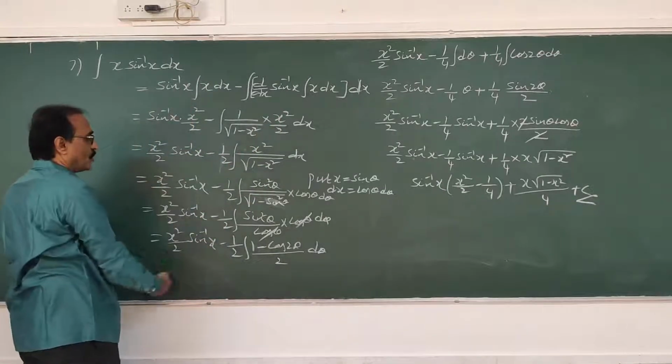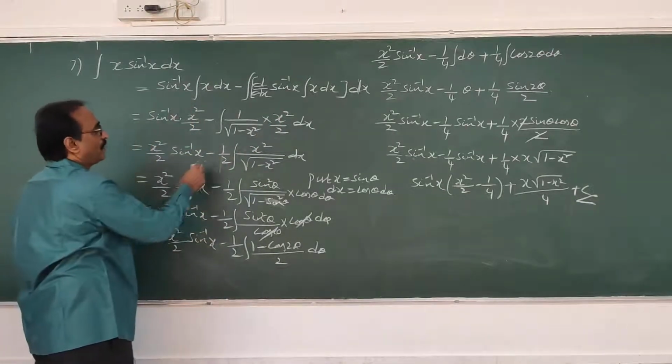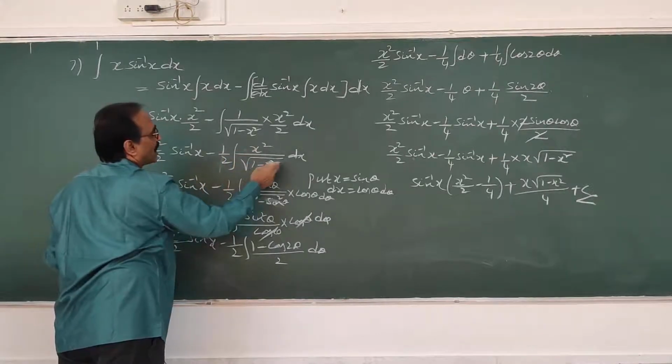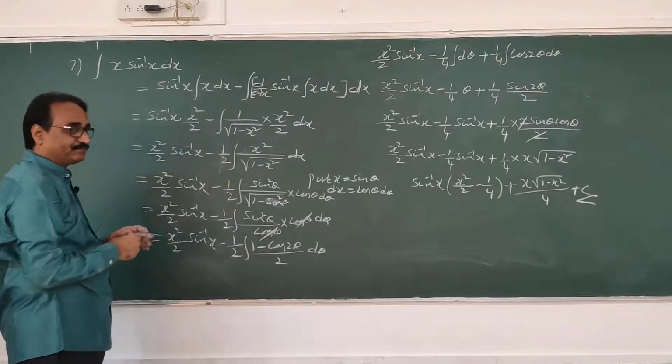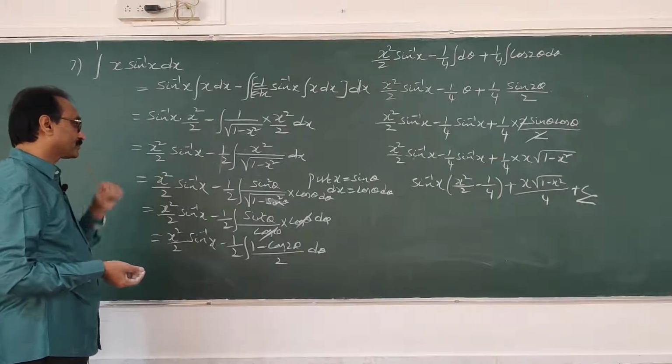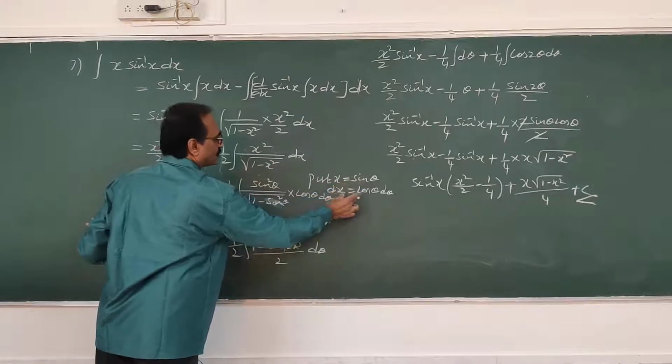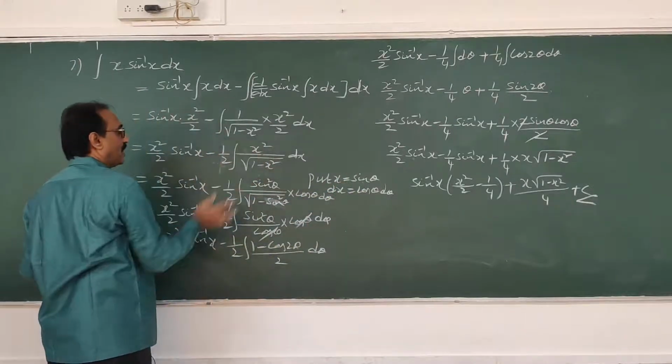So here this part is over. Always we'll write the same. Minus 1 by 2, I brought it here, integral x square by root of 1 minus x square dx, because we don't have a formula now. That's why put x is equal to sin theta, dx is equal to cos theta d theta. To simplify this, I took that one.